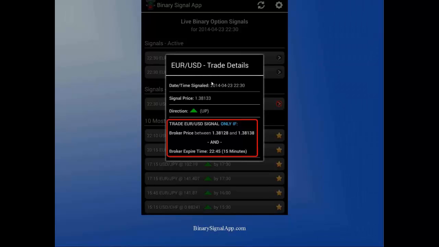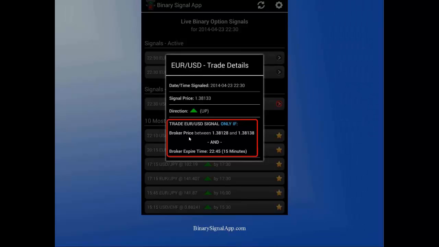Now, this is very important because the trade details make sure that the trade is still within the time and the price range that you want it to be in before you place the trade. So before you actually place the trade, click on that trade detail, and this confirms there's your signal price, 1.38133. It's a signal to buy.